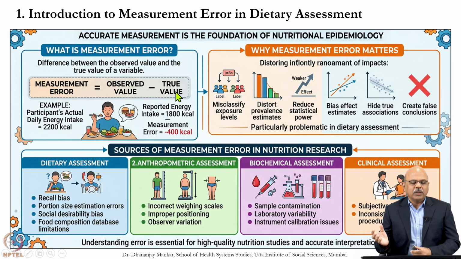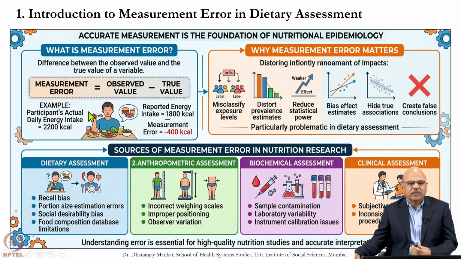True value is something we are more concentrating on. For example, a participant's actual daily energy intake is something like 2200 calories, the reported energy intake is 1800 calories, and the measurement error is 400 calories. So you can understand that the reporting is done a little lesser here, and there is a difference of 400 calories. So why does nutritional measurement error actually matter?